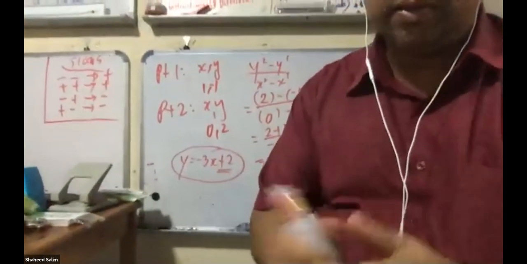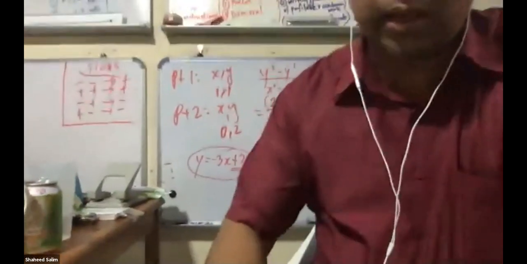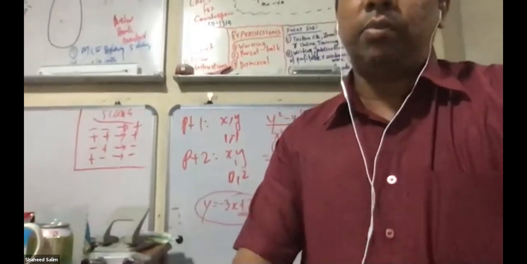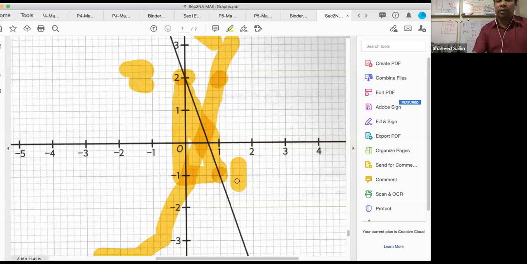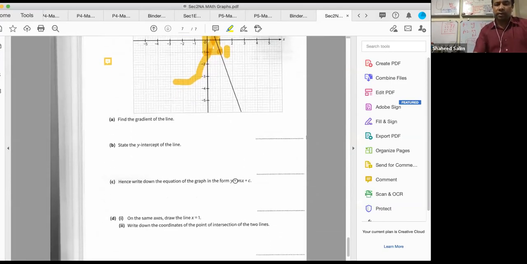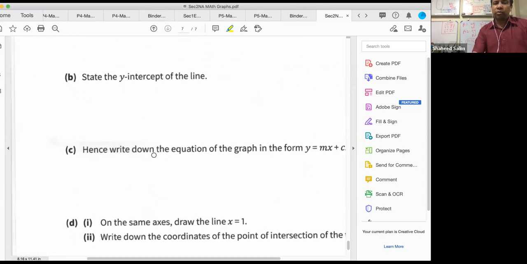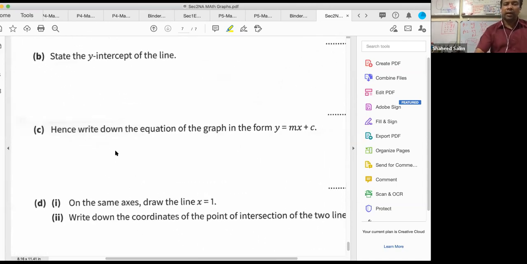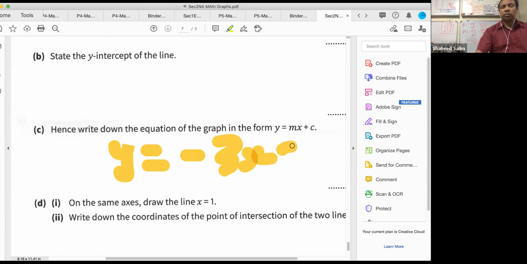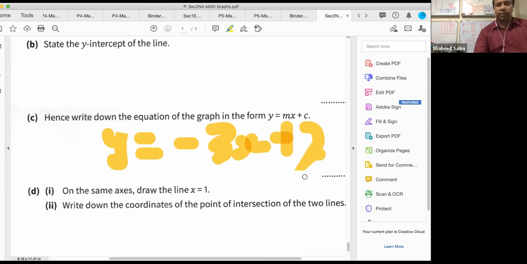Are you okay? Not okay. We try again now, because that's the standard that they're asking you to complete. So down here, write down the equation in this form. So the equation is y equals negative 3x plus 2. This is what is given.